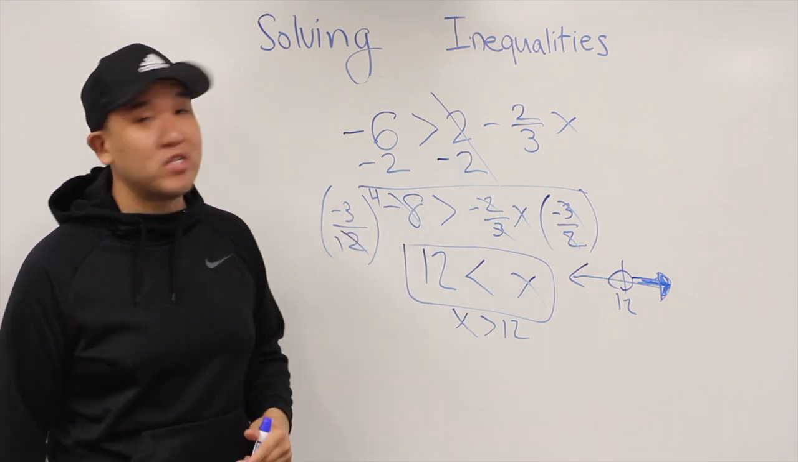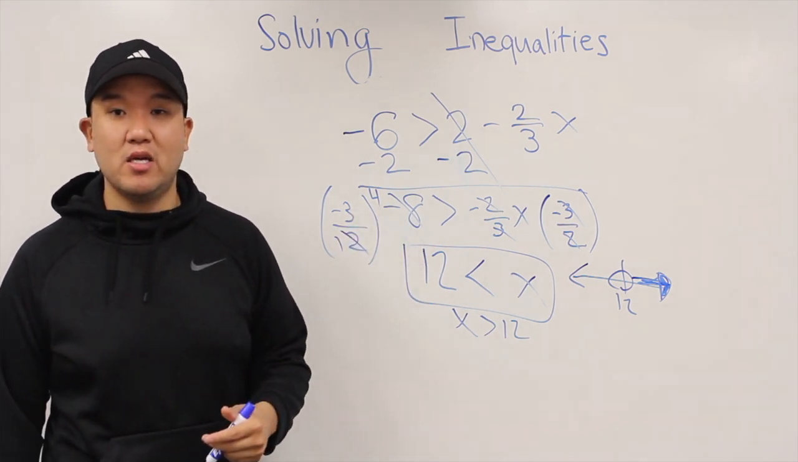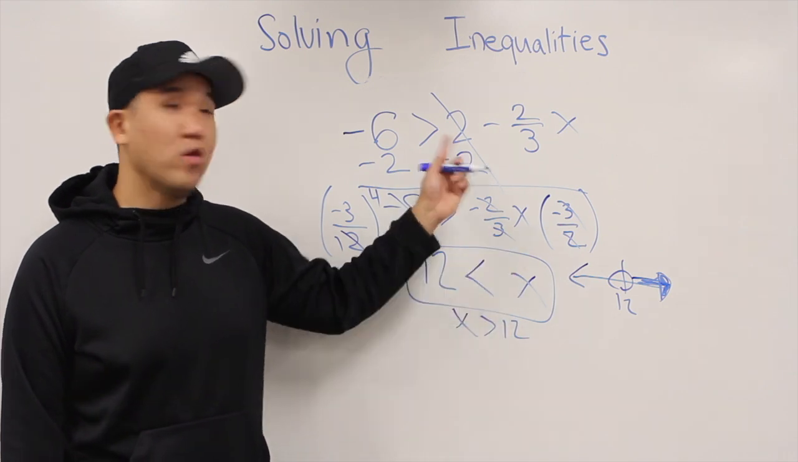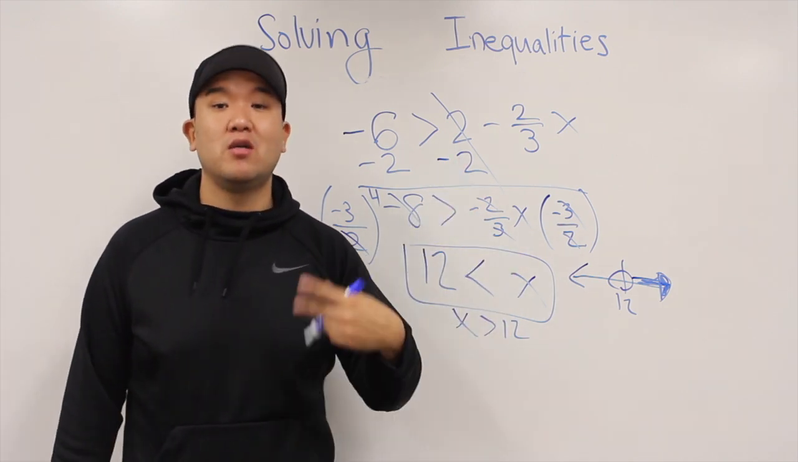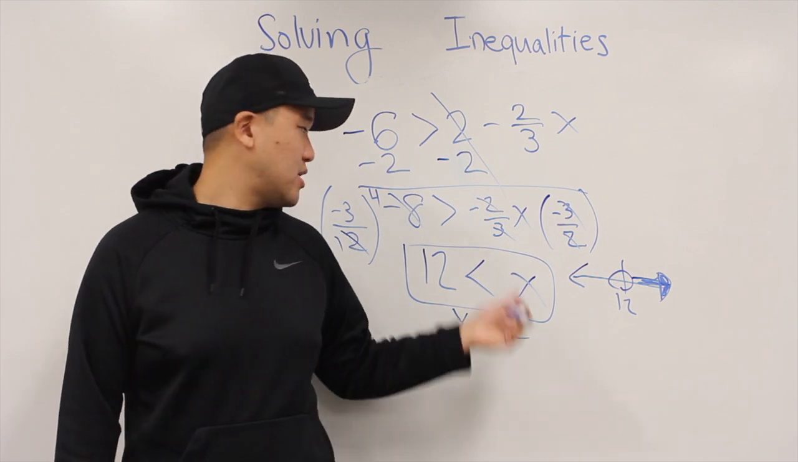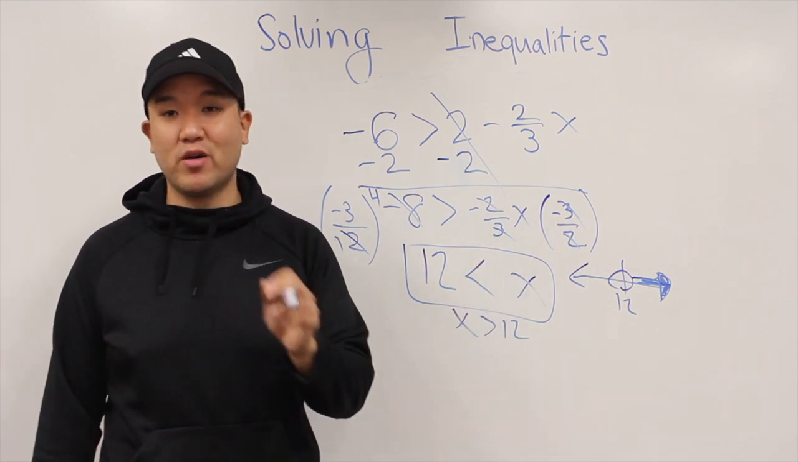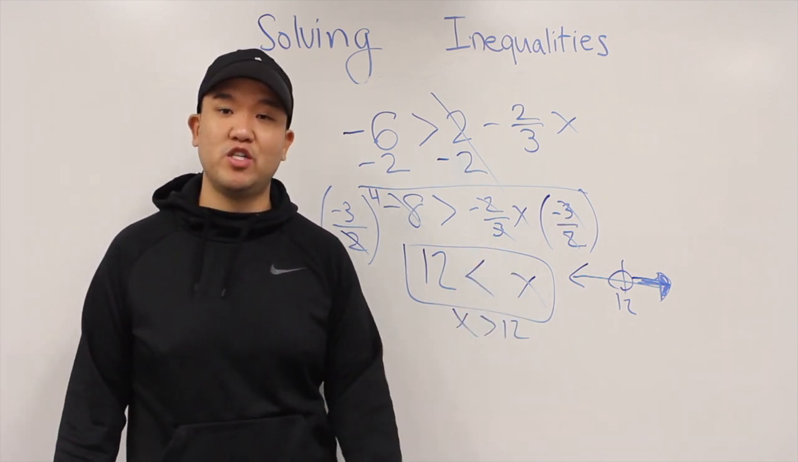So that concludes our lesson with solving inequalities. Let's recap real quick. Only thing you have to remember is if you multiply or divide by a negative, what do you have to do? Swap the signs. Your goal is to get x by itself, graph it. Don't forget the open dots and closed dots and which way to shade.